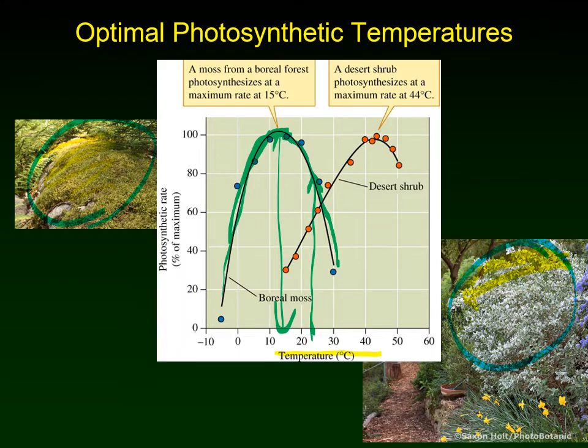This is in contrast to this desert shrub. The desert shrub really could not grow at 15 degrees Celsius. Its enzymes are not really going to kick in until it gets much warmer than that. And then they peak at 44 degrees Celsius, which is incredibly warm, and then they will rapidly denature after that. So they're not going to be able to function at a much higher temperature. So obviously these are genetically adapted to thrive in the environment. They're very different environments, the boreal forest and the desert biomes.